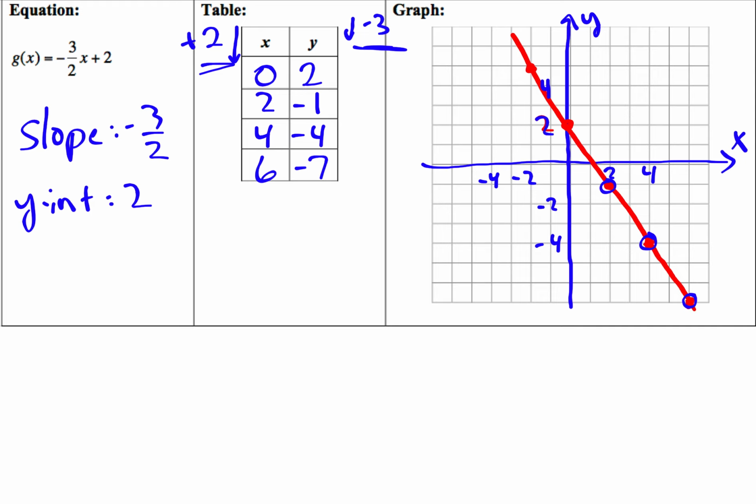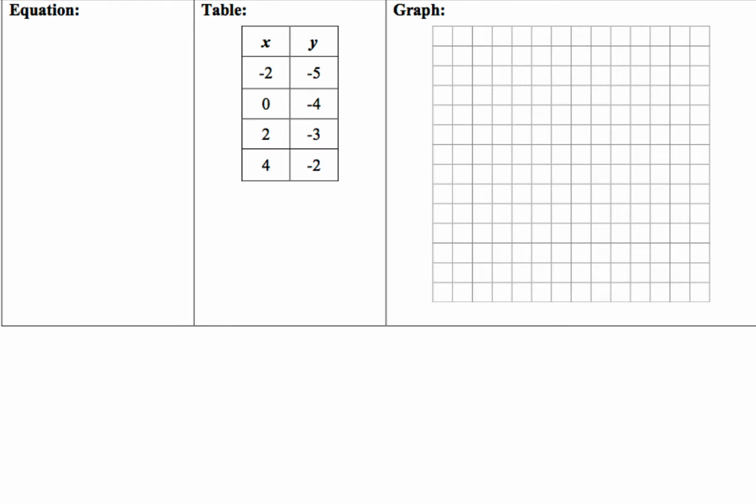Okay, let's look at another example. This time we're starting with the table. We can create the equation or the graph. Creating the equation is not too difficult. We just need to know the slope and the intercept. The slope is, well, it looks like the outputs increase by 1, going from negative 5 to negative 4. The inputs increase by 2, going from negative 2 to 0, giving us a slope of 1/2.